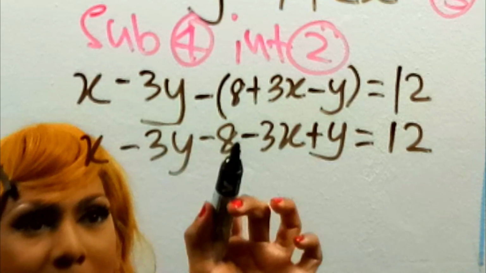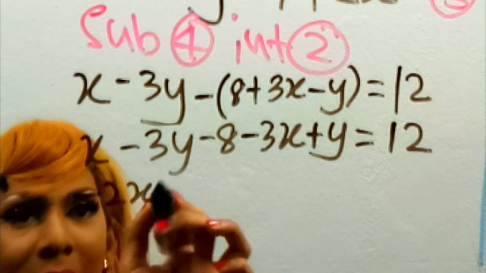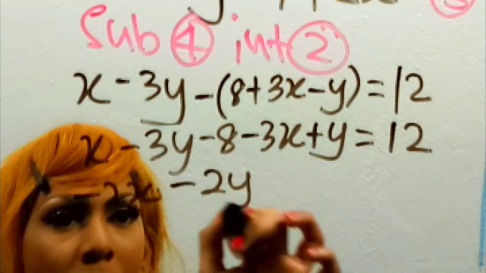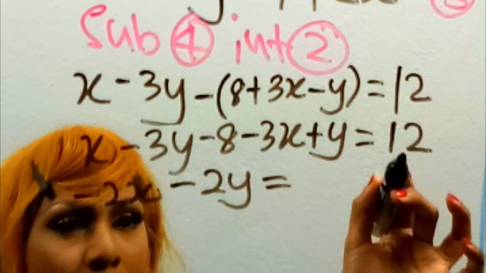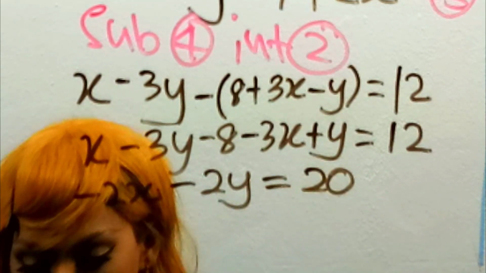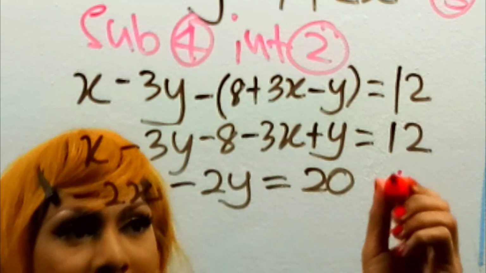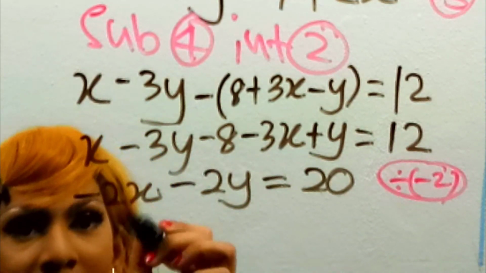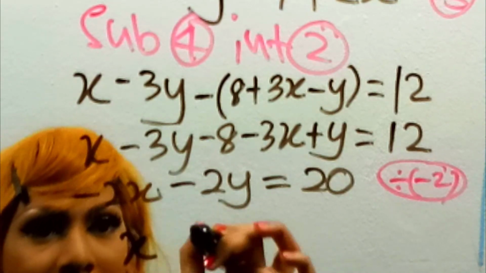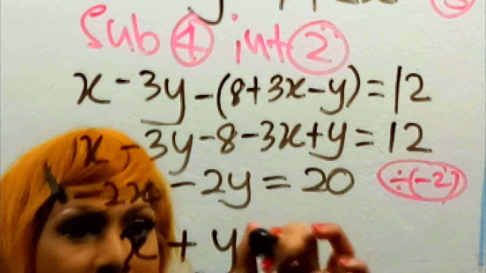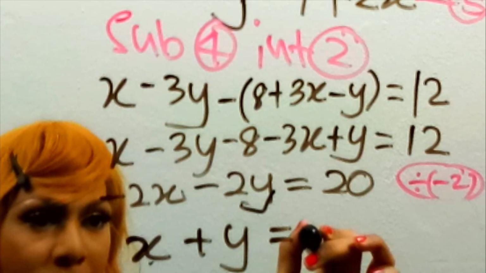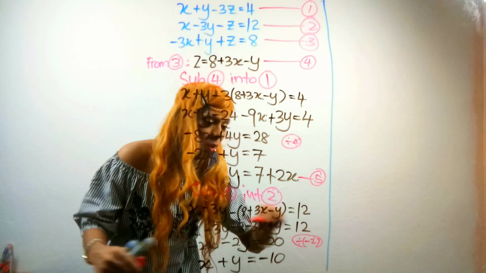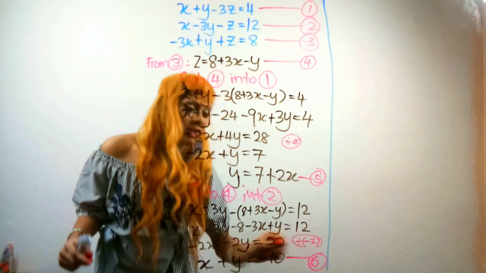So we simplify this. x minus 3x, which is negative 2x. Negative 3y plus 1y, which is negative 2y, and then equivalent to this 12 plus 8, we have 20. Okay, we can divide everything by negative 2 to simplify it. Then I would have x plus y equals, 20 divided by negative 2, I will have negative 10. So now we can say this as equation number 6.